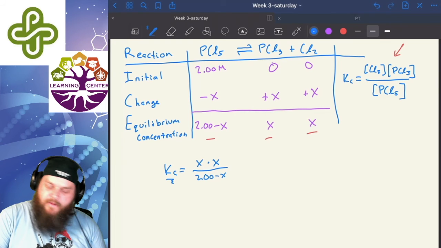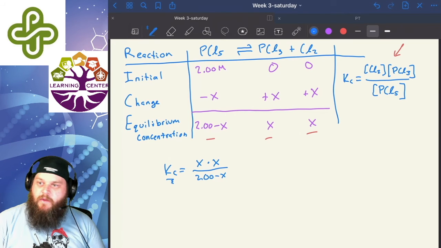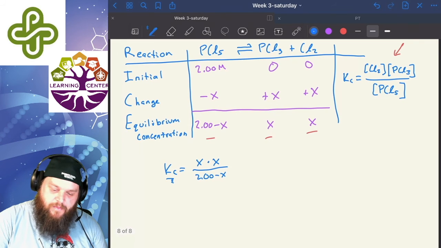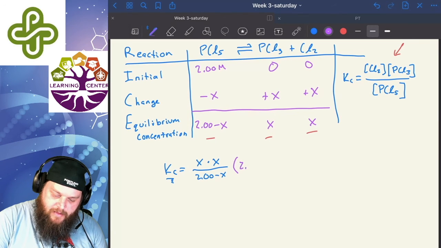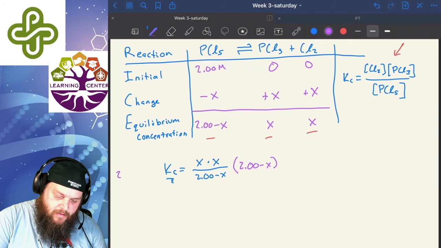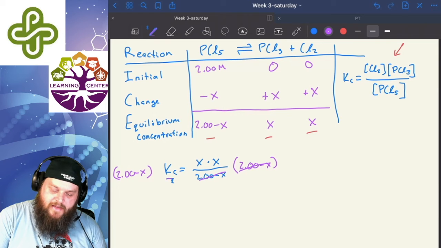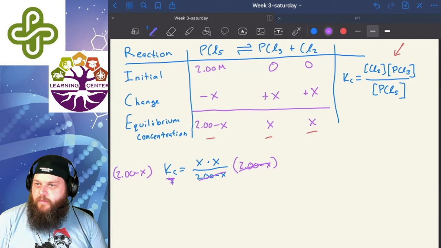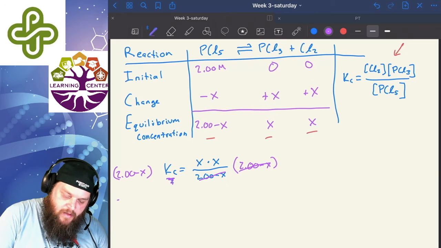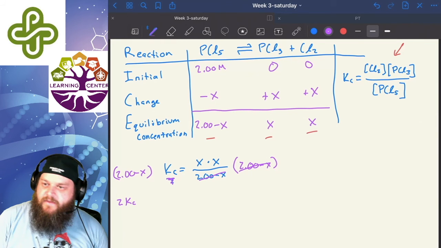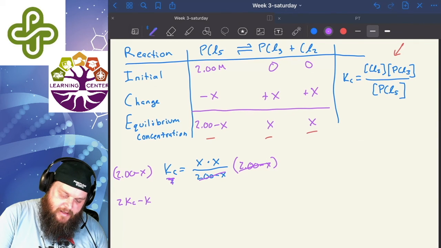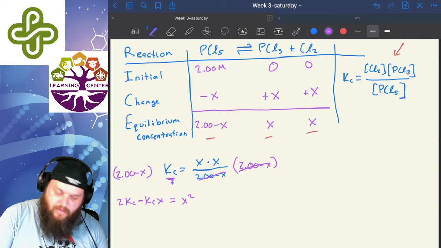We see that x is being multiplied by x, which means it's going to be a quadratic equation. So we're going to rearrange it as so. First, I'm going to multiply each side by 2.00 minus x. And that's really to get rid of this denominator. So then I can distribute this Kc here into that binomial, giving myself 2.0, I'm just going to say 2 Kc, we'll worry about sig figs at the end, minus Kc times x is equal to, what's left on the right hand side is just x squared.